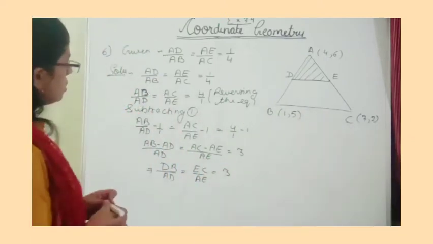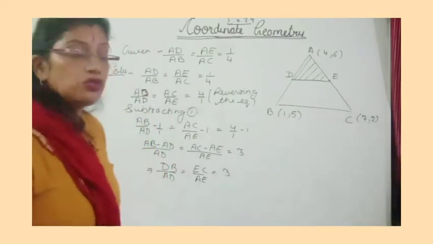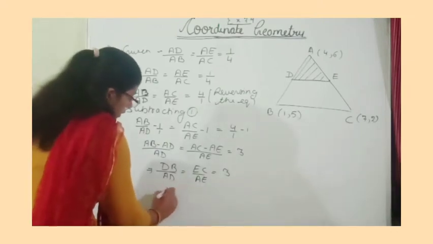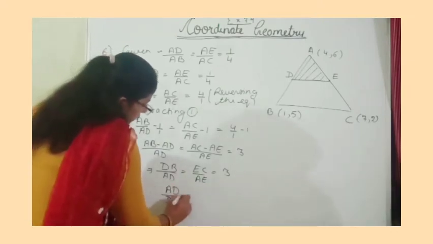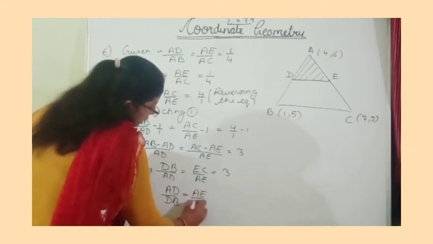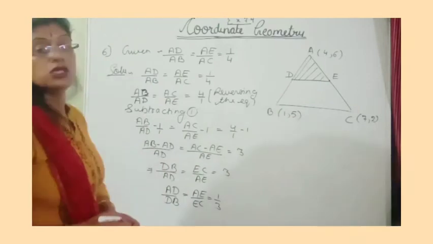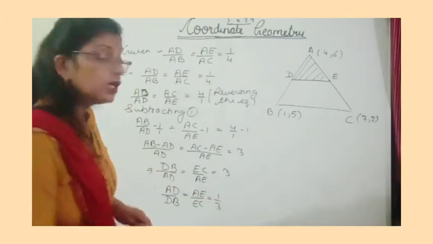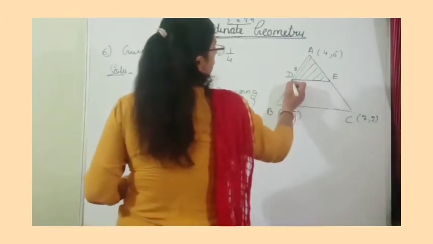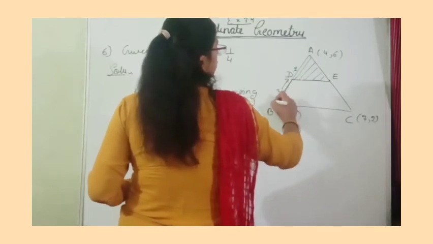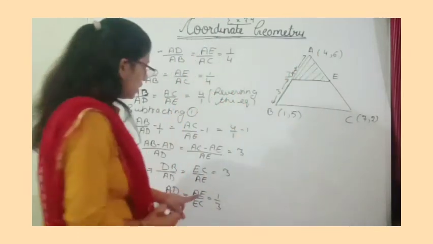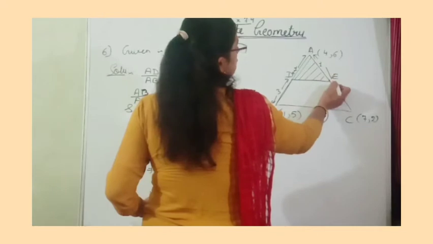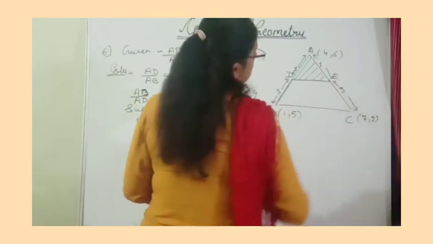So now we got the ratio AD upon DB. Again you can reverse the equation. Therefore AD upon DB is equal to AE upon EC is equal to 1 upon 3, that is 1 ratio 3. Look here, AD upon DB is 1 ratio 3. That means AD is in 1 part and DB is in 3 parts, so D divides AB in the ratio 1 to 3. In the same way, AE upon EC, AE is 1 part and EC is 3 parts.